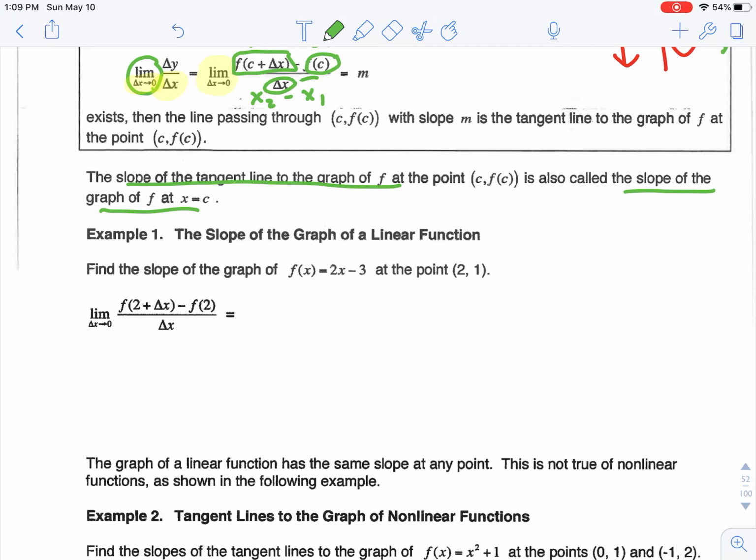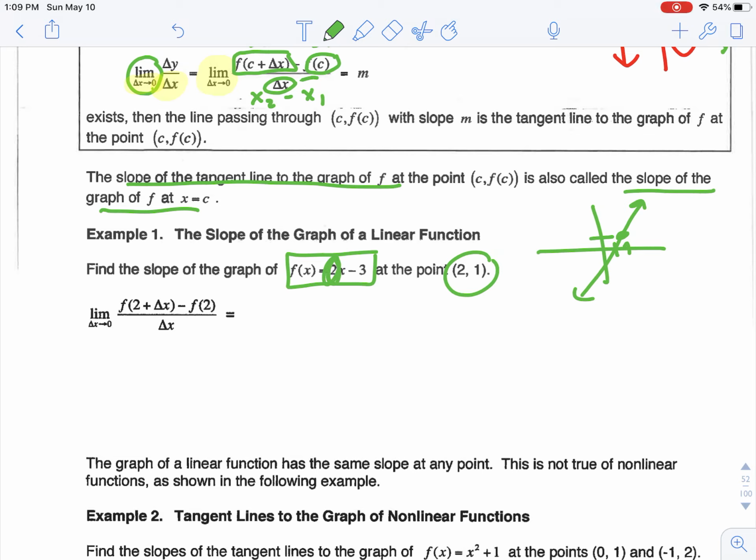So here, we want to find the slope of this graph at the point (2, 1). Now this is interesting. You guys look at that. That's a linear graph, 2x minus 3. What is the slope? Well, we all know that the slope is just 2, right? So obviously at the point (2, 1), my slope is still just going to be 2, because that's what our slope was.